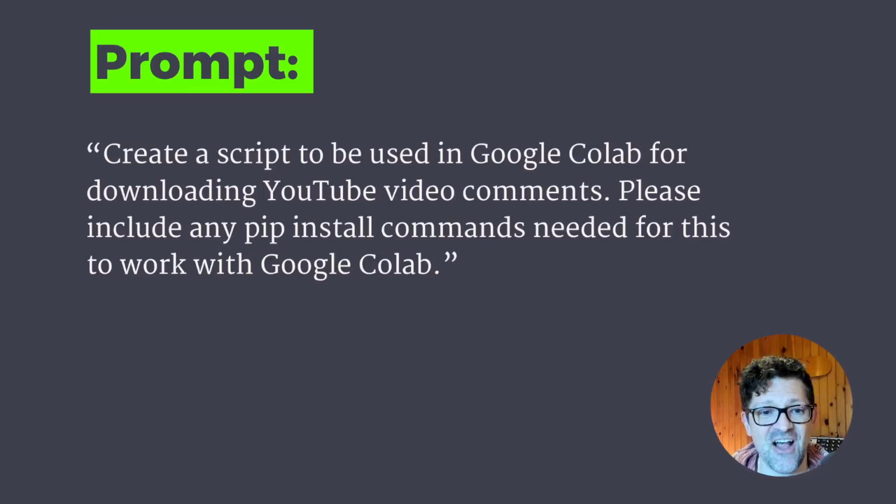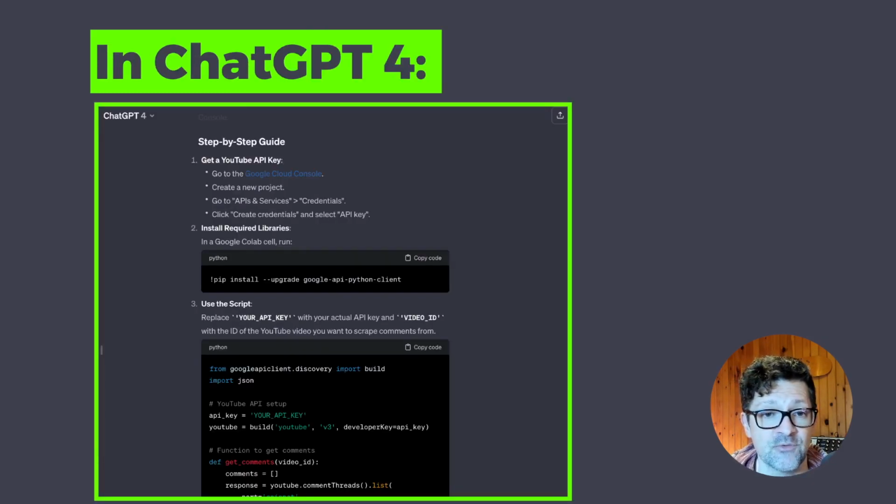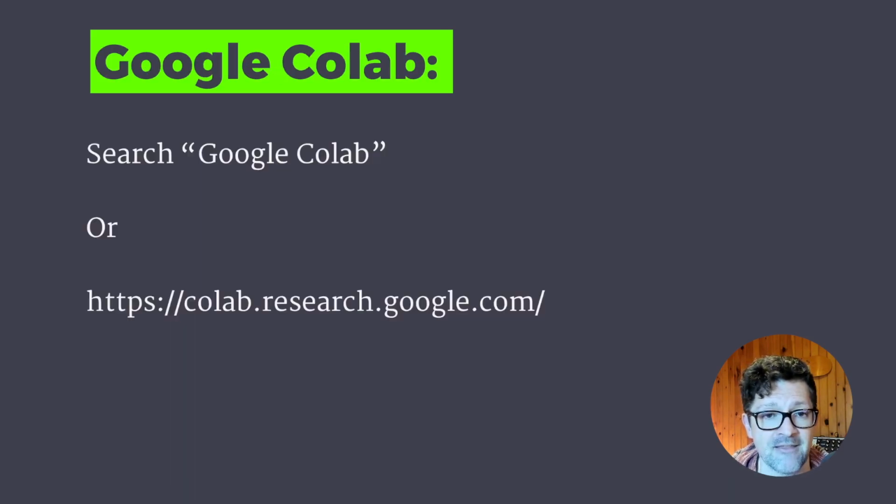All right, so to kick this off, we need to hop into ChatGPT 4 and enter the following prompt. Create a script to be used in Google Colab for downloading YouTube video comments. Please include any pip install commands needed for this to work with Google Colab. And here's what that looks like. It will generate this script, and it'll basically tell you how to use it. It'll walk you through a lot of the steps we're going to go through here. But if you see this being created, you are on the right path.